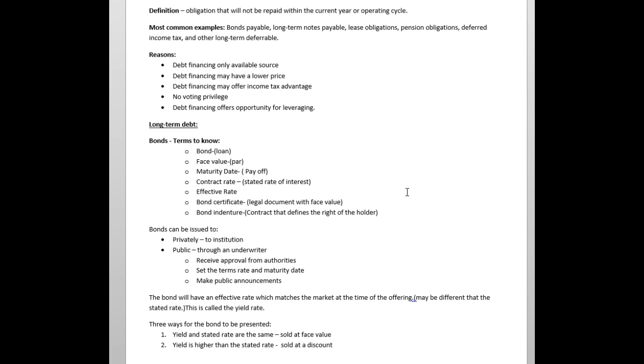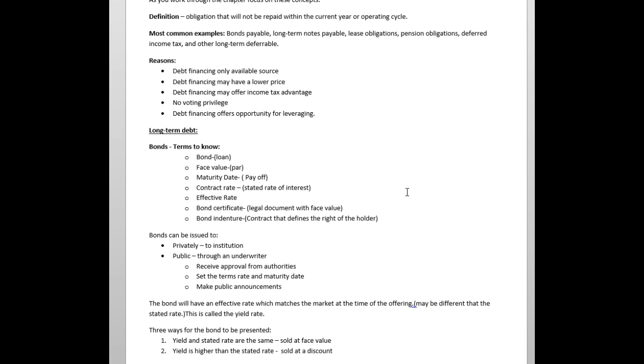The definition of what we're looking at right now is an obligation that will not be repaid within the current year or operating cycle, whichever is longer for the company. The most common examples are bonds payable and long-term notes payable, and lease obligations, which we're really not going to look at in this chapter but in a future chapter. Same thing with pension obligations, deferred income tax, and other long-term deferrables.